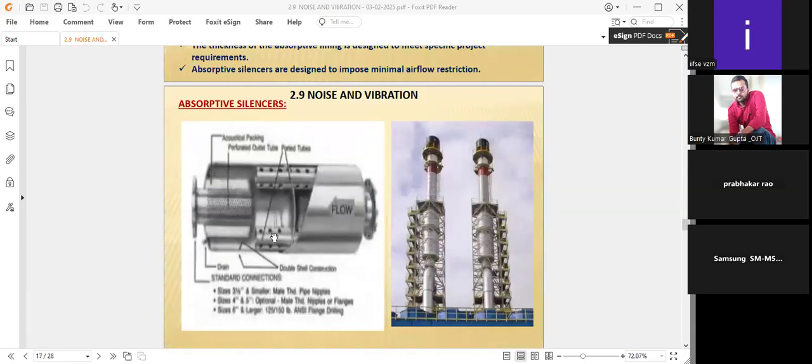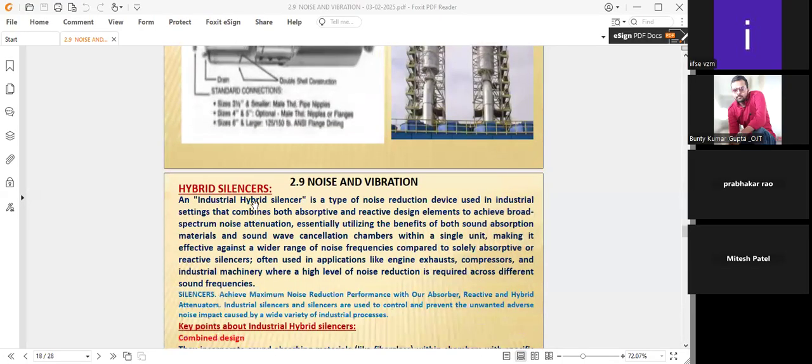These are the absorptive silencers. Suppose the reactive silencers or the absorptive silencers are not working for your workplace safety, then you go for hybrid silencers. Your hybrid silencers take care of both functions. One is sound absorbing and reacting, and the second one is absorbing all the noise and emitting heat. Both functions, they will do at a time.